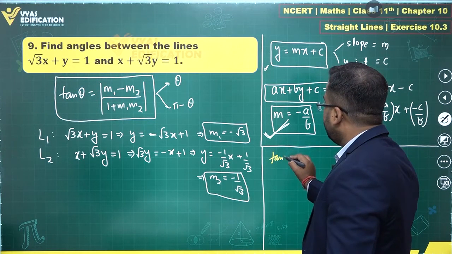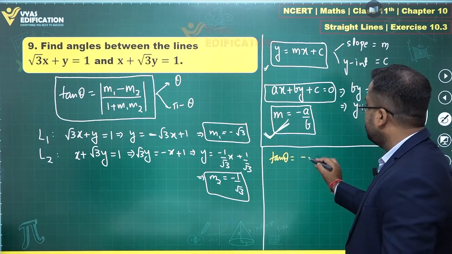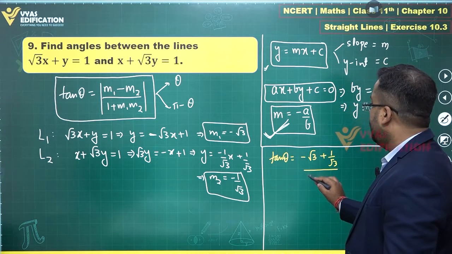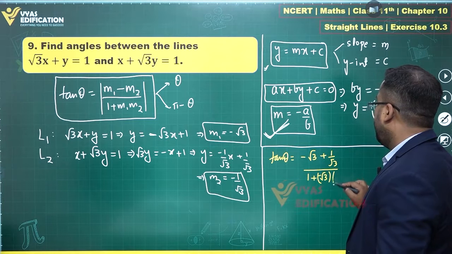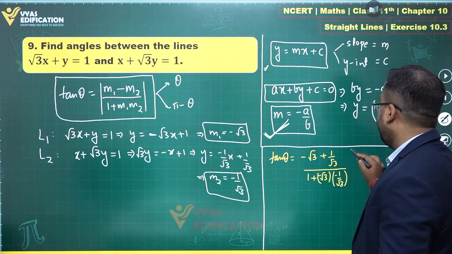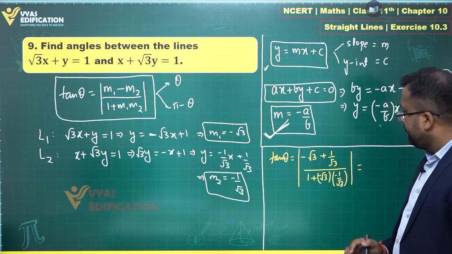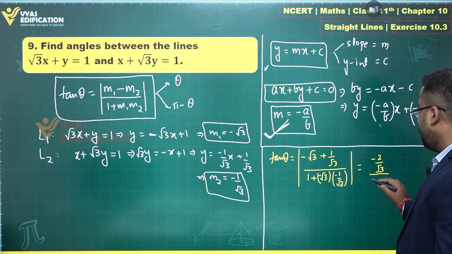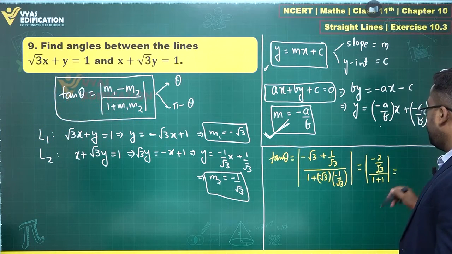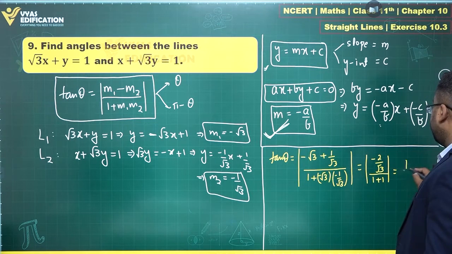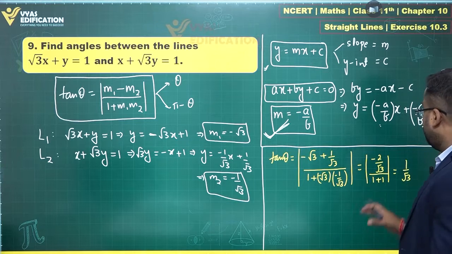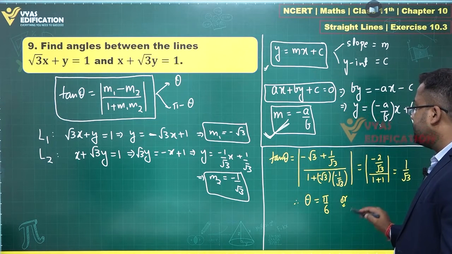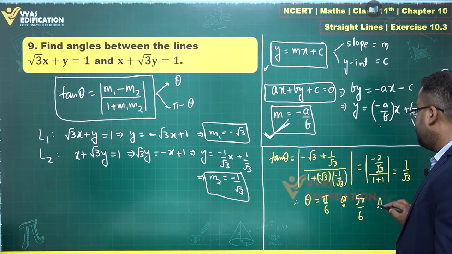So tan theta will be equal to m1 minus m2, which is minus root 3 plus 1 by root 3, minus or minus will become plus, upon 1 plus m1 m2. This is what we have. Take a modulus over here. This becomes equal to what? Minus 3 plus 1, which is minus 2 by root 3, upon 1 plus 1, and its modulus. What is that? 2. So 2 by 2 root 3 is what I get, which becomes 1 by root 3. Tan theta is equal to 1 by root 3. Therefore, theta is equal to pi by 6 or pi minus pi by 6, which is 5 pi by 6. That's the angle between the two lines.